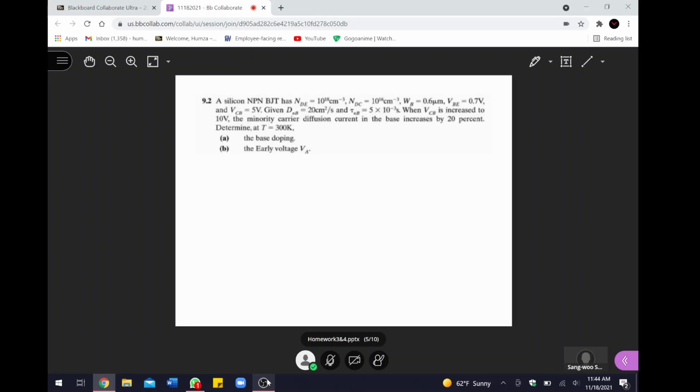Then the result is that the minority carrier diffusion current in the base increased 20%. One thing you have to understand is that the minority carrier diffusion current in the base is the collector current, the collector hole current. So the collector hole current is 20% more. The basic concept is the same as the previous one.